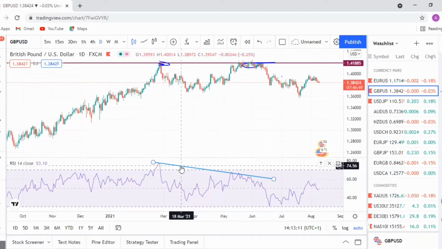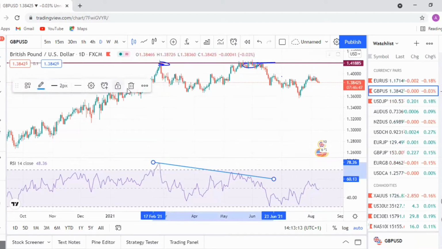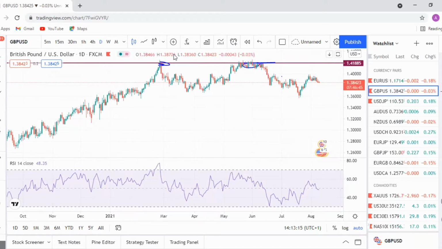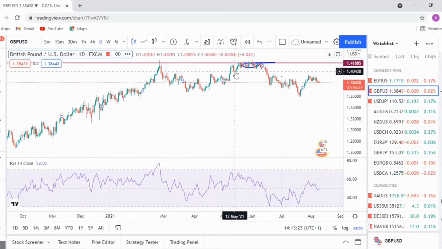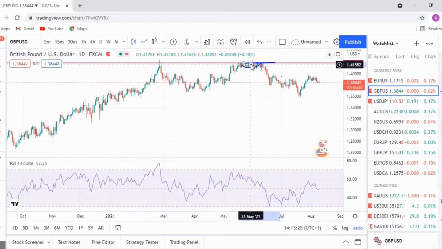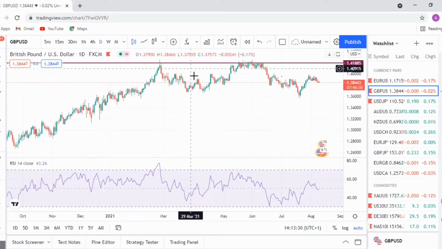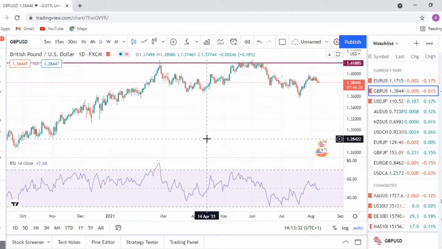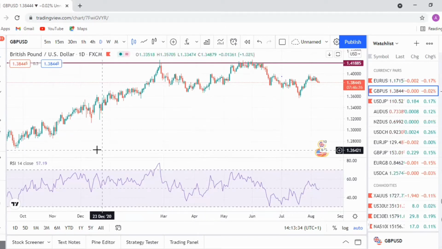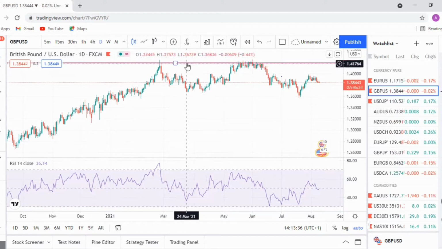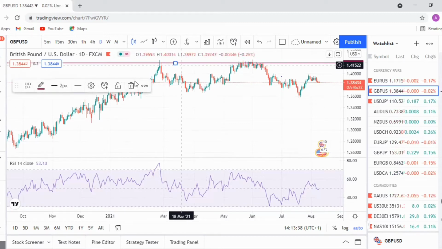Now, this is how I use the RSI, and this is how you are supposed to be using the RSI. That is how effective the RSI is when you use it the right way, instead of buying and selling at overbought and oversold regions. That is not an effective way to use the RSI indicator. So when using the RSI indicator, use it properly. This is how I use the RSI indicator.